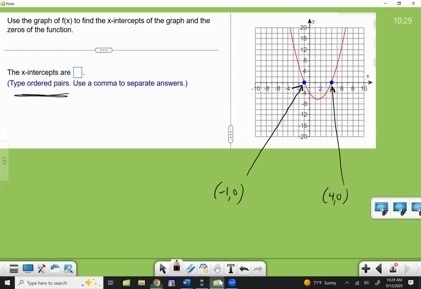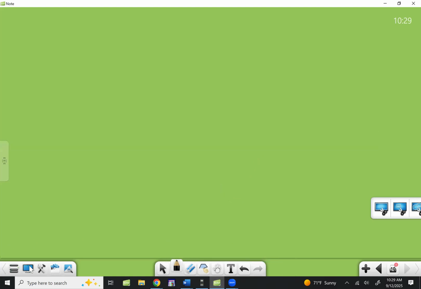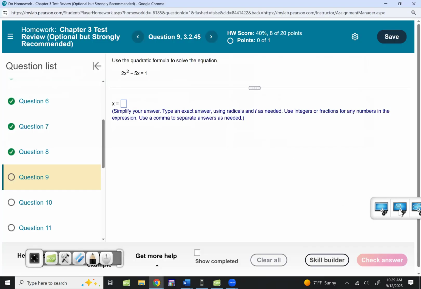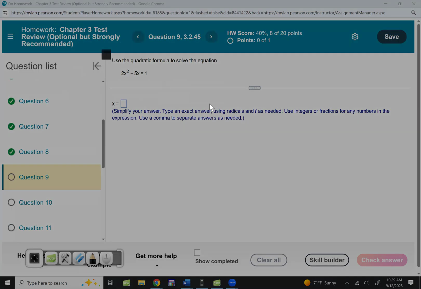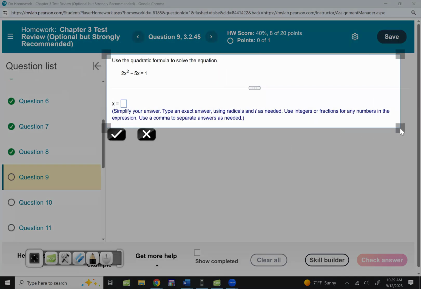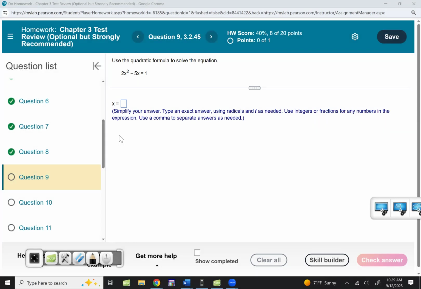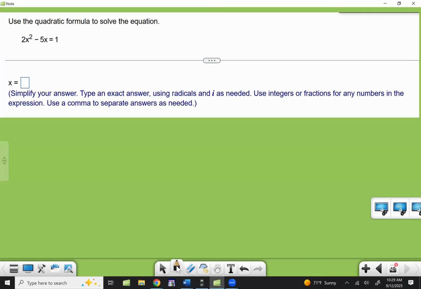All right, number 9. I always grab the blue part because if you don't look at the blue part, you're going to miss it, not because of the math, but because of silly formatting issues, right? So I always grab it so I make sure I read it. All right, the directions say use the quadratic formula. So in order to use the quadratic formula, you have to get it into ax squared plus bx plus c equals 0 form, our standard form for a quadratic.